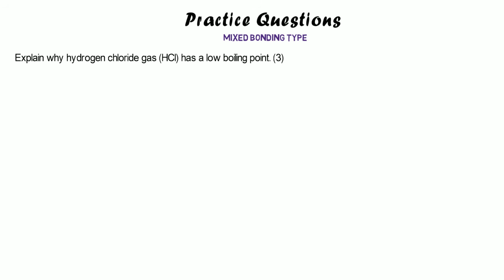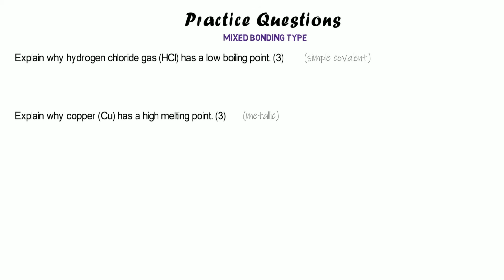Okay, some practice questions here, but these are mixed, so you've got one from each type. You've got ionic, covalent, metallic, and both of the types of covalent. Explain why hydrogen chloride gas has a low boiling point. I'm going to give you the hint here. It's simple covalent, but you do need to be able to work that out, so make sure you check the other types of bonding video if you wouldn't have known that.